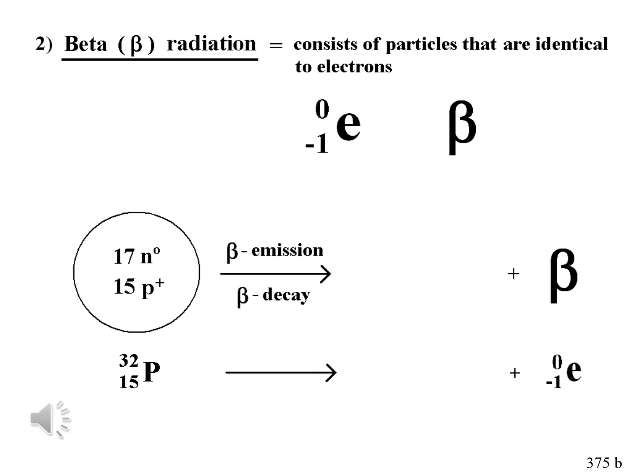I'm going to show you how it happens, but I just want you to know that if an electron did form in the nucleus, it would immediately get shot out. Even though it's attracted to the protons by electroweak force, the nuclear force would shoot it out of the nucleus.